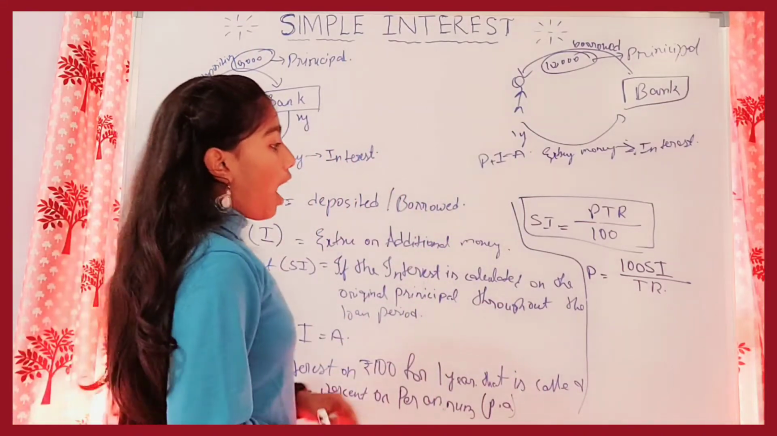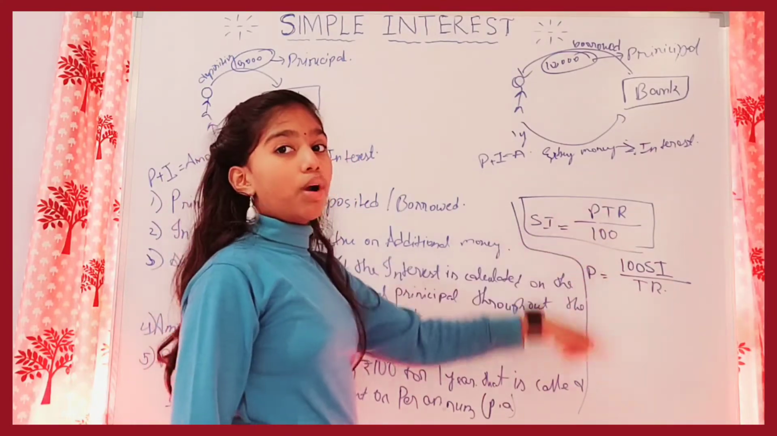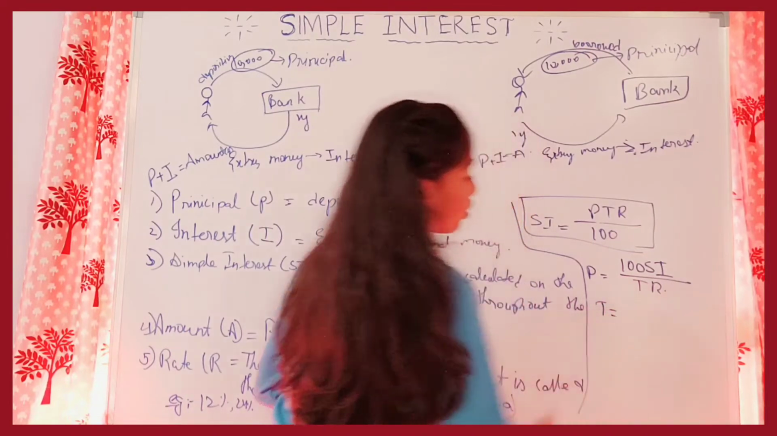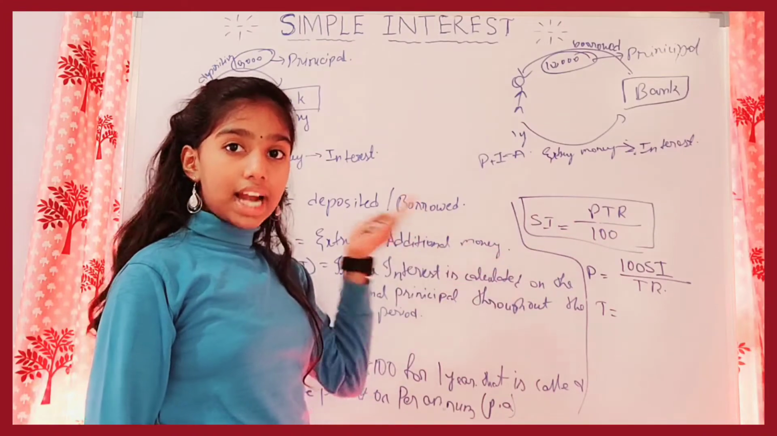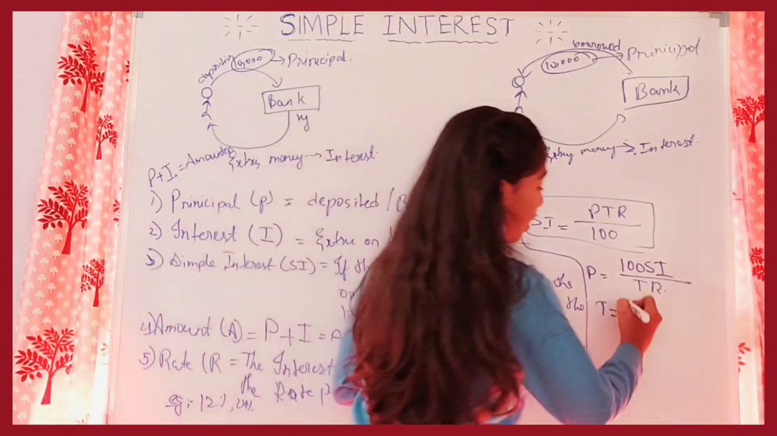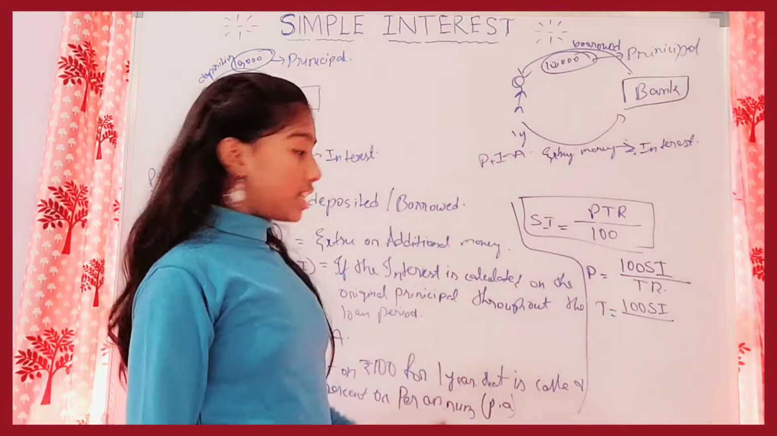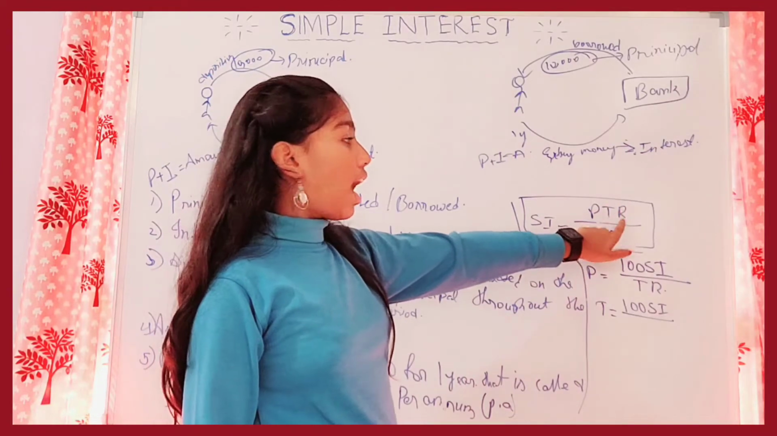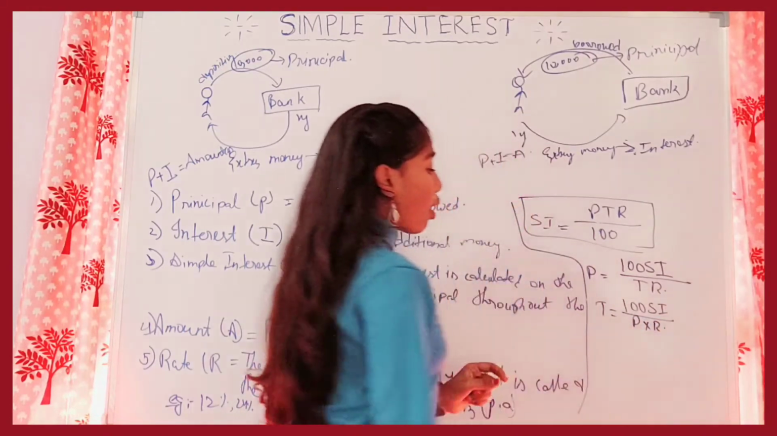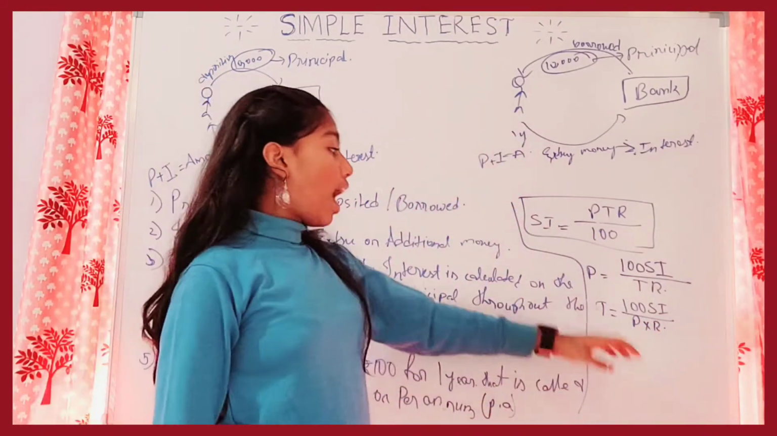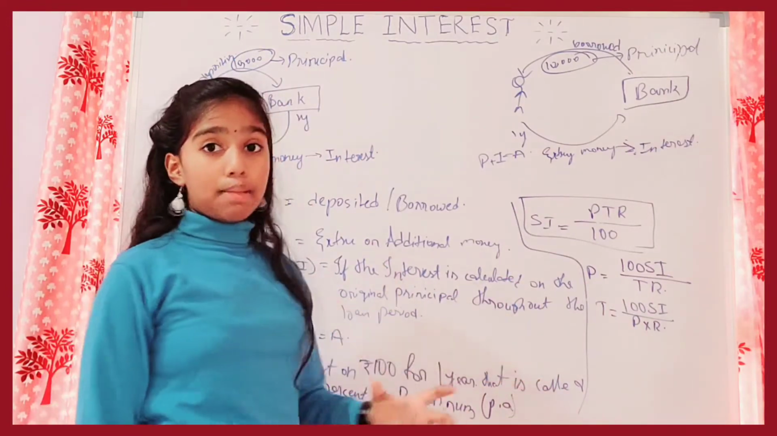Next, if we don't know the time, then what is the formula? Time is equal to, here also we have to transfer the 100 to this side, which is division, and when it comes to this side it will be multiplication. That is 100 into simple interest by what is remaining? P into R. So the formula for finding the time is 100 SI by PR, or P into R. This is also a helping formula.